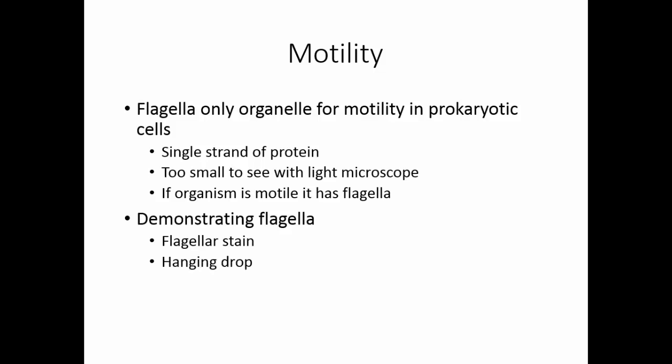A hanging drop is another microscopic procedure. To do a hanging drop, you put a drop of liquid culture on a cover slip and then suspend that over a well on a microscope slide. You look to see if the organism makes progressive movement. This can be a little challenging because bacteria are very small and they're unstained, so it's hard to see them sometimes. Probably the simplest way to determine bacterial motility is to use semisolid agar.